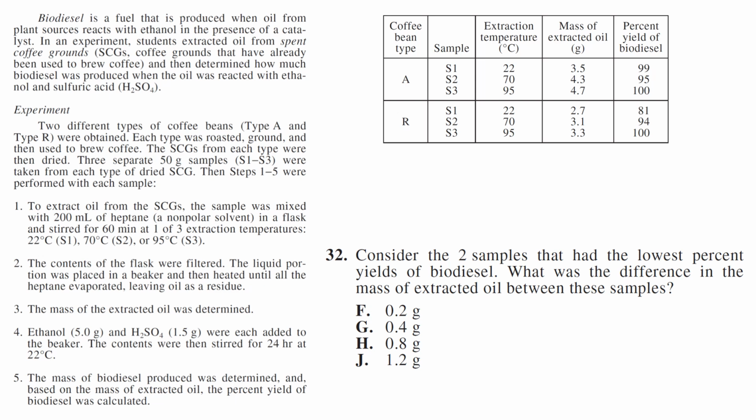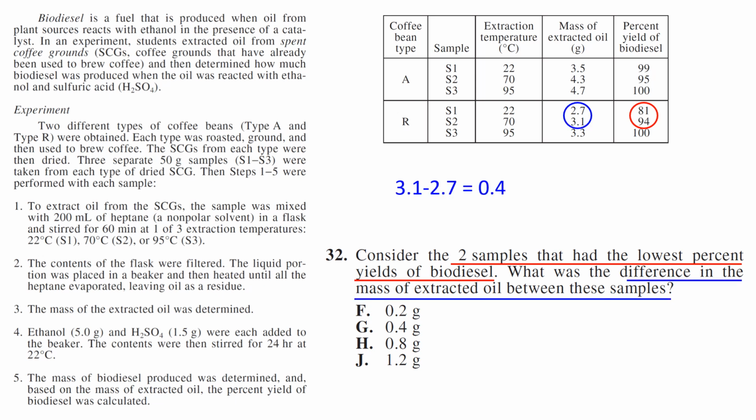32. Consider the 2 samples that have the lowest percent yields of biodiesel. So that would be 81 and 94. What is the difference, so subtract, in the mass of extracted oil between those samples? So we have 2.7 and 3.1. So 3.1 minus 2.7 is 0.4, or G.